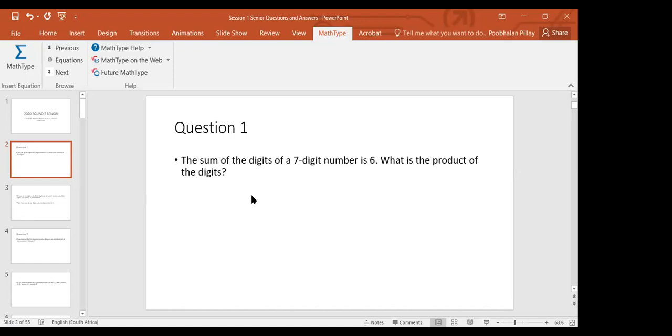Thank you. So you've got a 7-digit number and the sum of the digits is 6. So what does this mean? It means that you can't have all the digits being greater than or equal to 1. The digits are going to be 0, 1, 2, 3 up to 9. You can't have all the digits be at least 1.